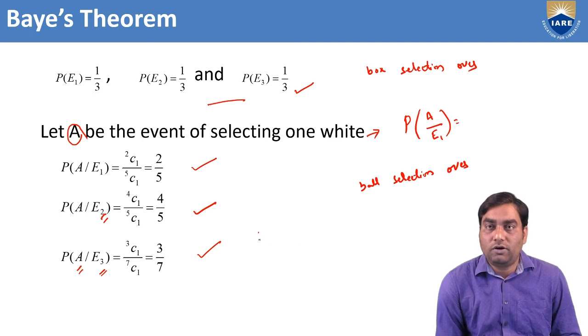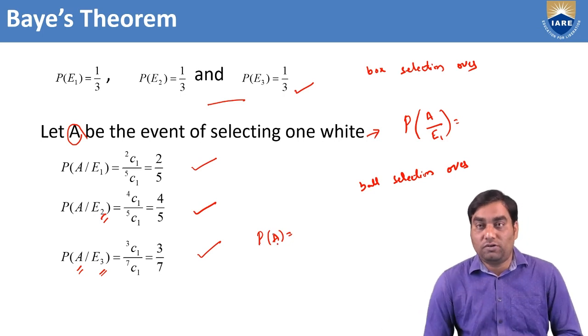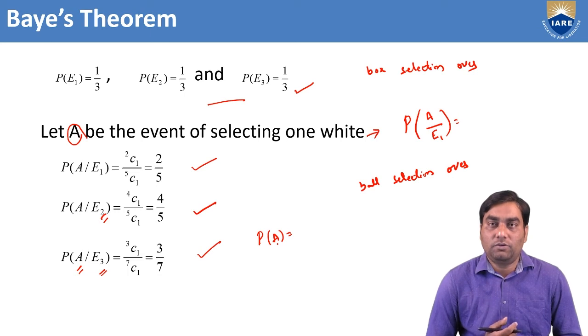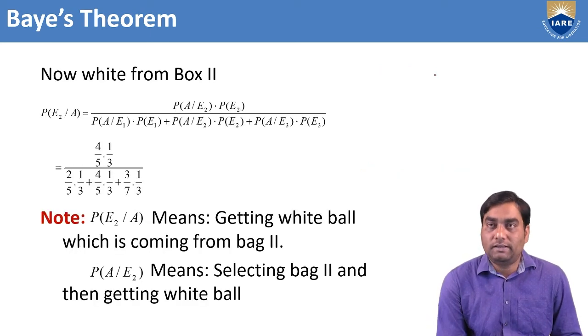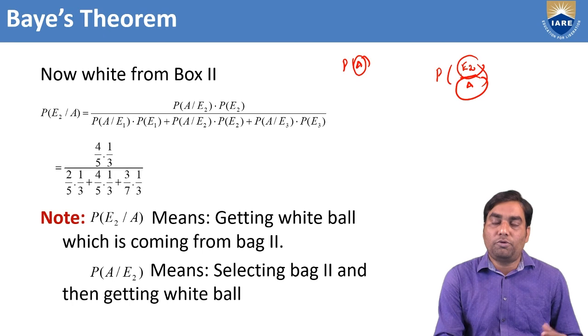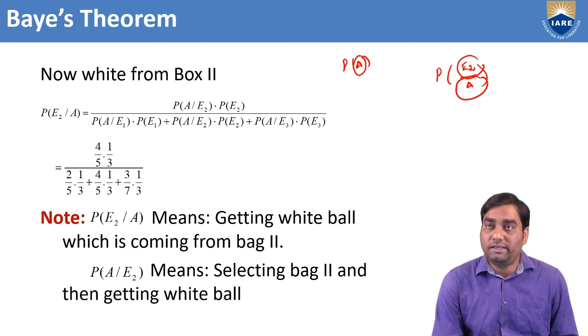Now, if I want to find P of A, that means the probability of selecting a white ball from any one of the boxes. But the problem asks for the probability that the white ball came from the second box. That is P of E2 by A. P of A means probability of selecting only a white ball from any one of the boxes. You should remember, the probability of selecting a white ball from box 2. In case the problem consists of box 3, P of E3 by A. Box 1, E1 by A.